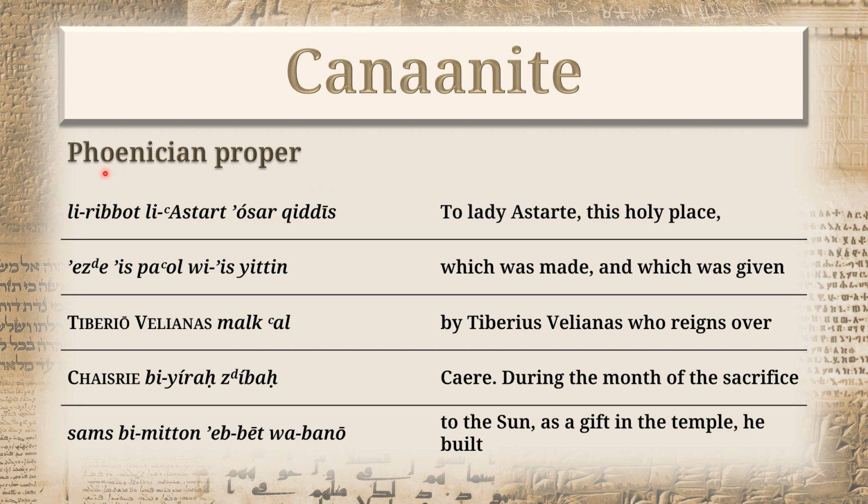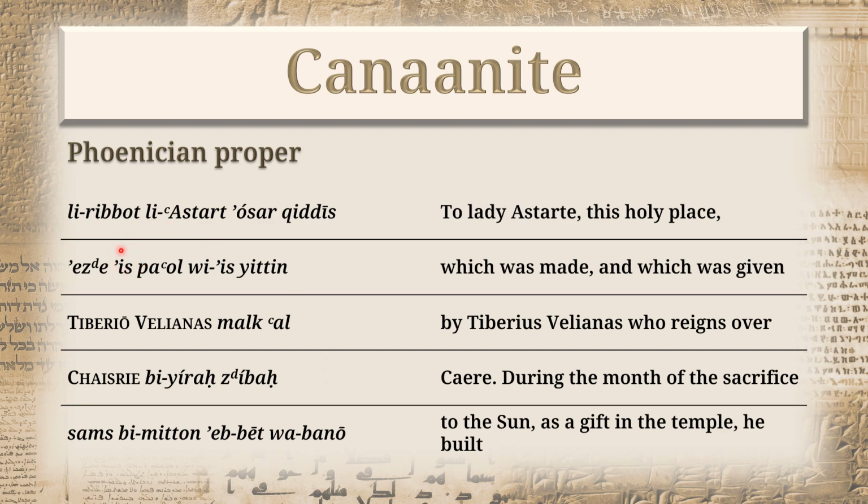So, li ribot li Astart, to Lady Astart. Osar Qiddis Esde, this holy place. And you can see it looks like the Zai or Zion in Phoenician became some kind of inverted affricate. We see much more evidence for that in late Punic, but this word is written Aleph Zion, but was probably pronounced as De. We see the same in the word for sacrifice, Zdibah.